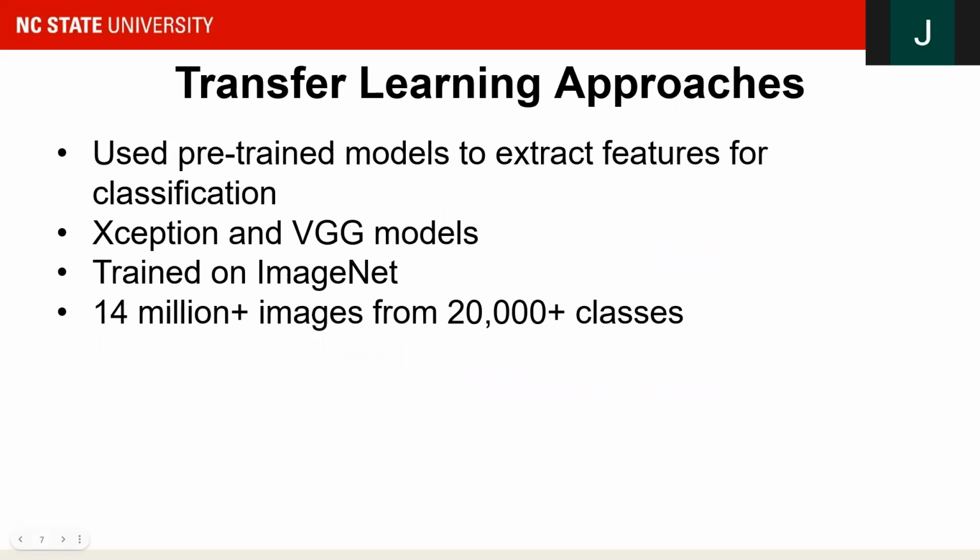Because of the small size of our dataset, we proposed using a transfer learning approach to try to achieve improved results by leveraging the knowledge gained from other image datasets. We used the Xception and VGG models, which have been pre-trained on the ImageNet dataset. ImageNet is a very large image dataset consisting of over 14 million images from over 20,000 different classes. And the goal is to use the learned weights of the pre-trained models to extract meaningful features from our images and then classify our images based on those features.